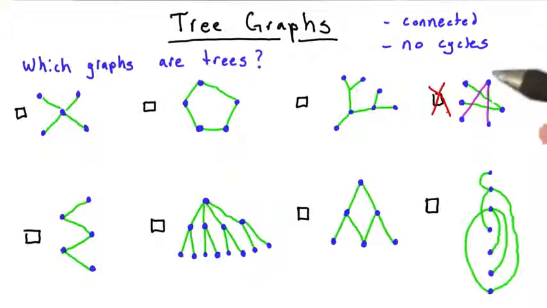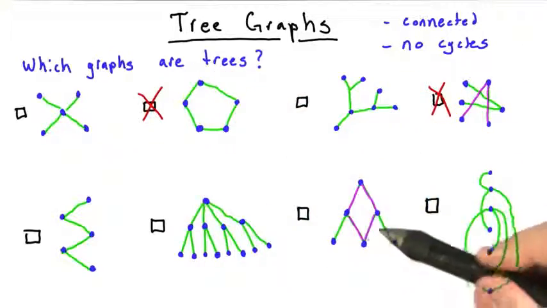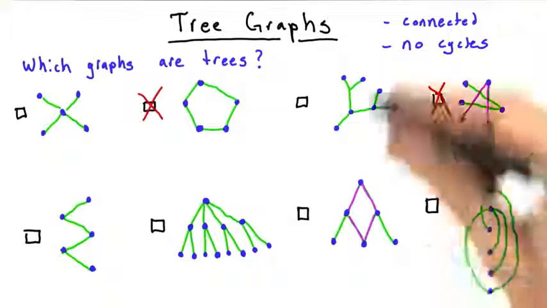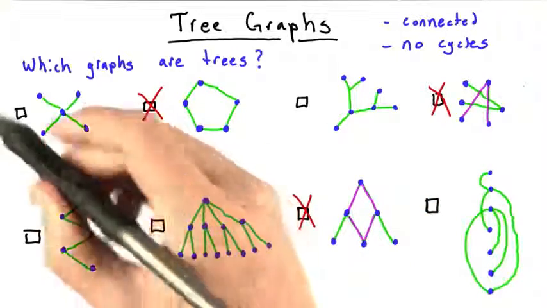The next thing we need to look for are cycles. The 2nd graph is a ring, and it's obviously a cycle. And in the 7th graph, there's a cycle between these 4 nodes connected by the edges in pink. And so that can't be a tree. And so that leaves these other 5 graphs, all of which are trees.